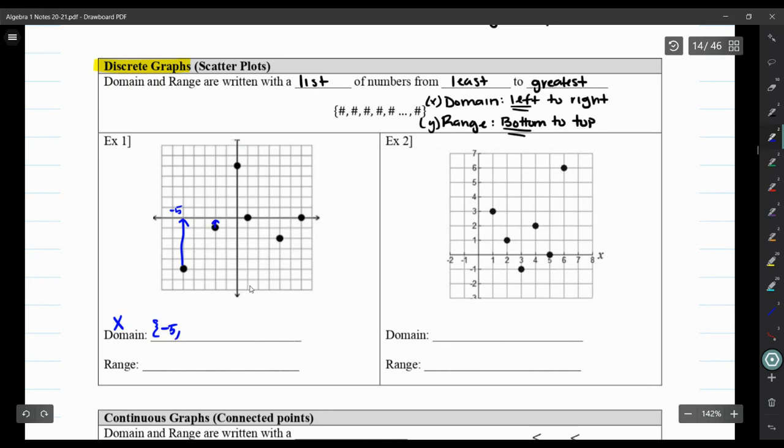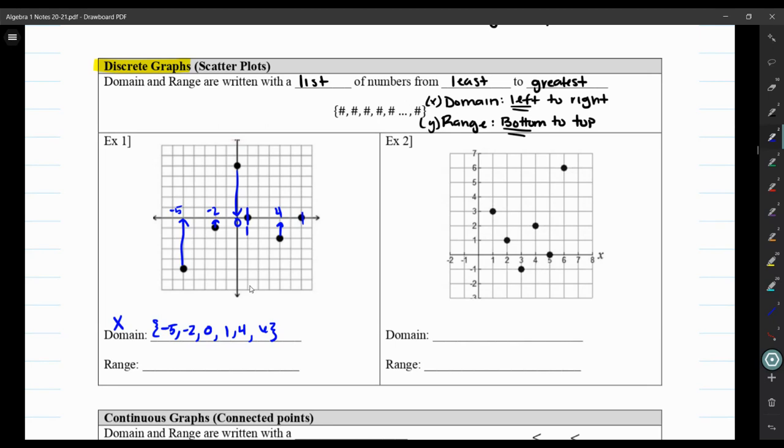Then the next one would be this point at -2. I don't care about the Y's right now. All I want are the X values. This is at 0. This X value is at a 1. This guy's X value is 2, 3, 4. And this guy's X value is 6. So with domain, all we want are the X values. We don't really care about any of the other numbers. So this is all of the numbers that are in my domain. -5, -2, 0, 1, 4, and 6.